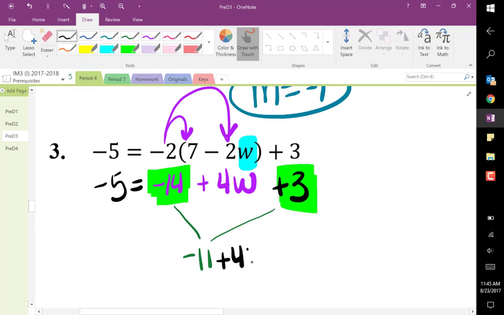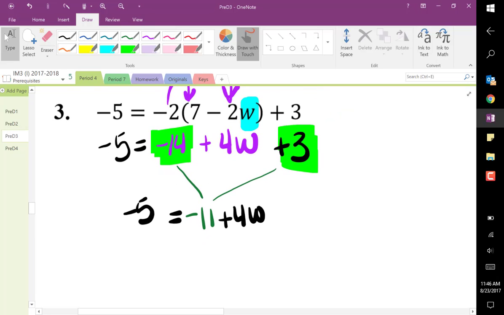Bring down the 4w. I didn't do anything with it. Bring down the equal sign. I didn't do anything with it. And bring down the -5. I didn't do anything with it. Now it's a two-step equation like yesterday. You guys were good at the two-step equations.